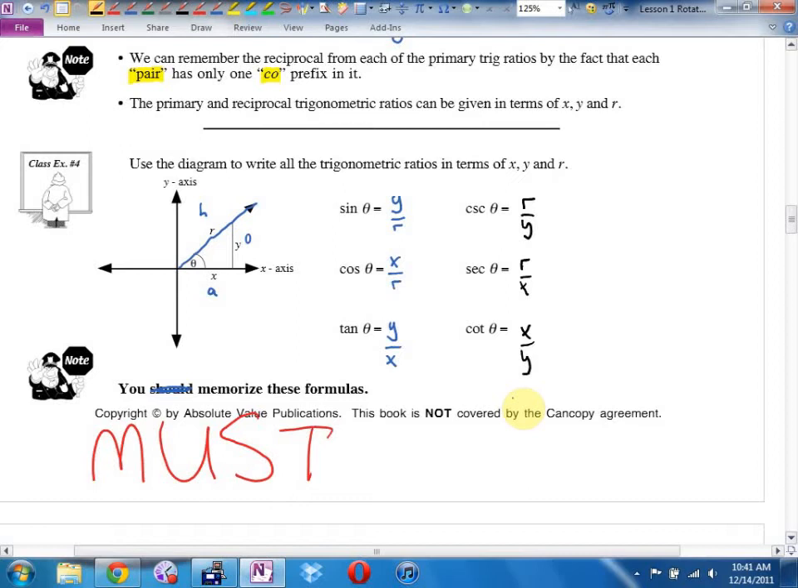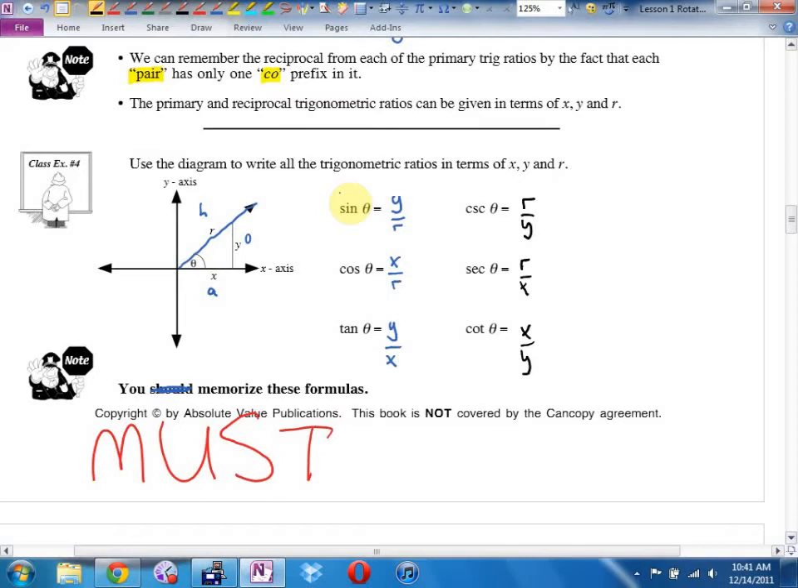Now, there is one easy way to remember one of these. Eric, can you read to me this one here? No, the whole thing. Physics 12s are going to hear something familiar. Sine is y over r. But it's not y over x, like can. You have to memorize these.